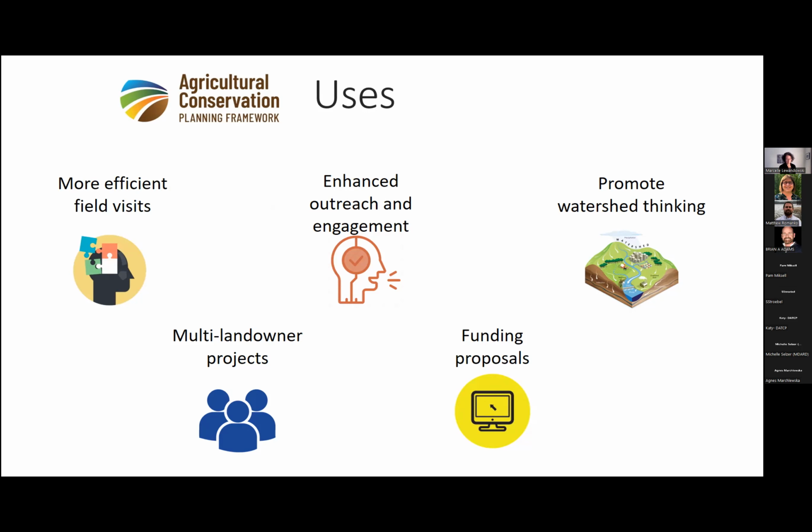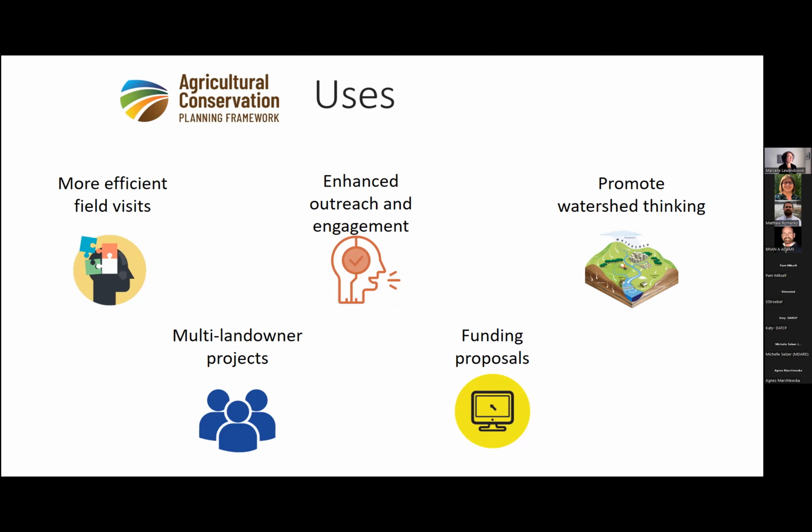In the case of multi-landowner projects or working with watershed groups, the ACPF maps are a great in to sort of test the waters, see how people are reacting to some of the ideas, and give them the information they need to actually give you good guidance on how to prioritize different sites.